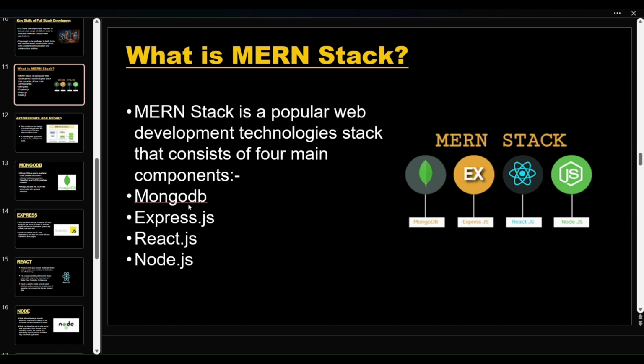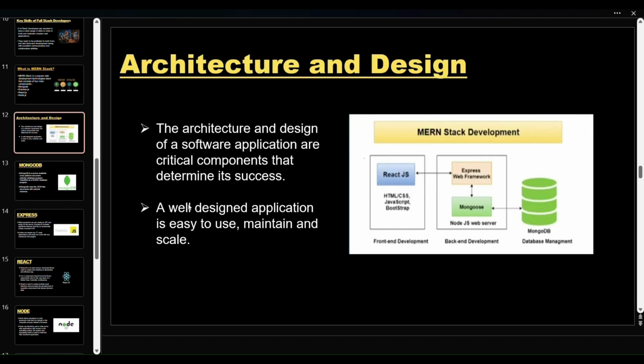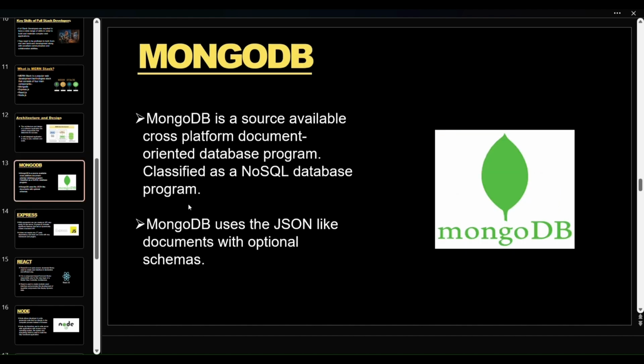Let's talk about the architecture and design. Architecture and design of a software application are critical components that determine its success. A well-designed application is easy to use, maintain and scale. So, MERN is divided in four parts: M for MongoDB, E for Express.js, R for React.js and N for Node.js.